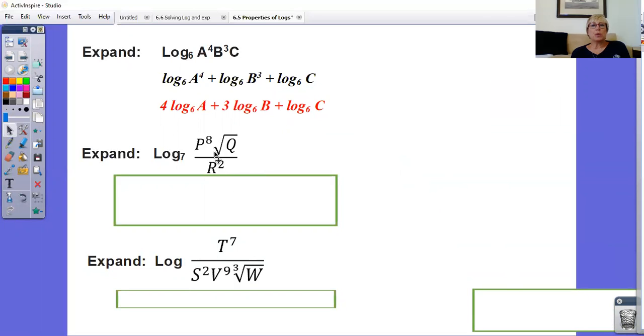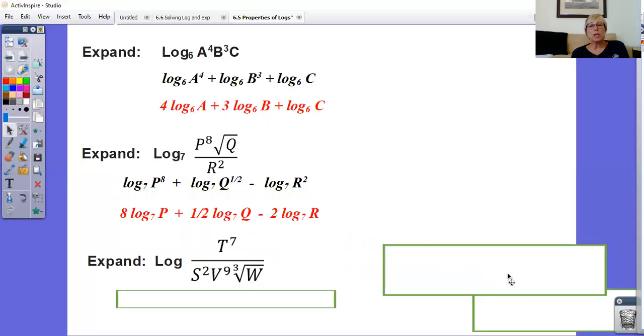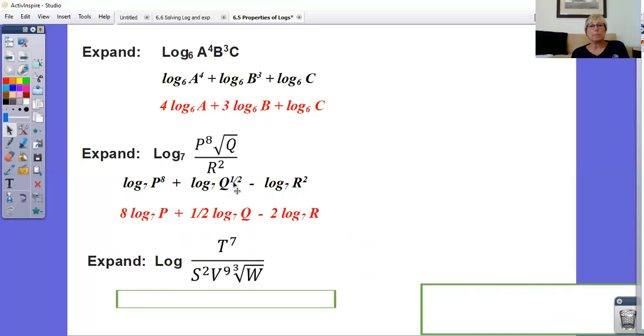Over here in example 2, P, Q, and R. I have 3 letters, so I again am going to use 3 logs. So I'm going to start with P to the 8th, Q to the 1/2. Remember, when you have a radical, that's an exponent of 1/2, unless it's a cube root, then you have an exponent of 1/3. Now notice the r squared is down in the bottom in the original, so we use a negative in front of the log. So I'm going to break it up into 3 logs, and then I'm just going to take the exponent down in front.